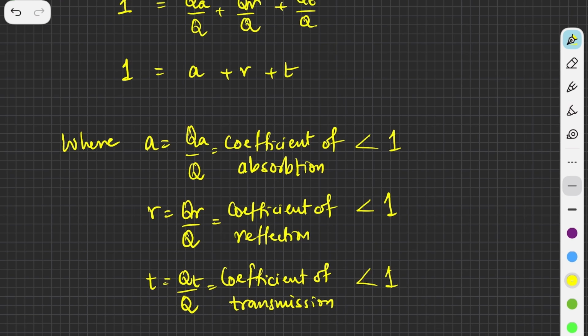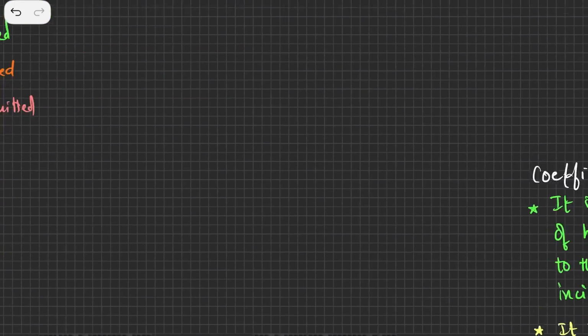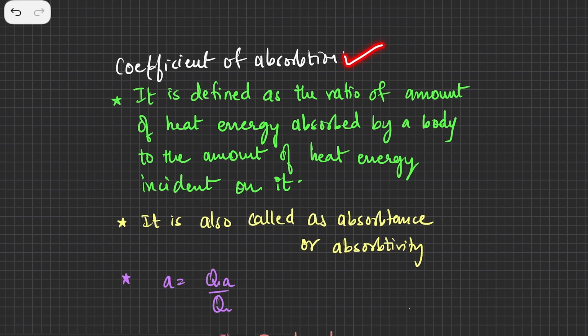Now let's discuss each and every one, like coefficient of absorption, reflection and transmission. So this is going to be a very short video, and I have written it for you. So here it is. The coefficient of absorption is defined as the ratio of the amount of heat energy absorbed to the amount of heat energy incident on it. That's what is called the coefficient of absorption.